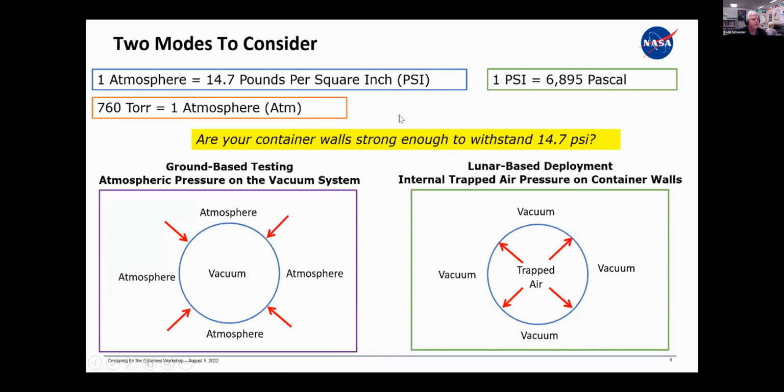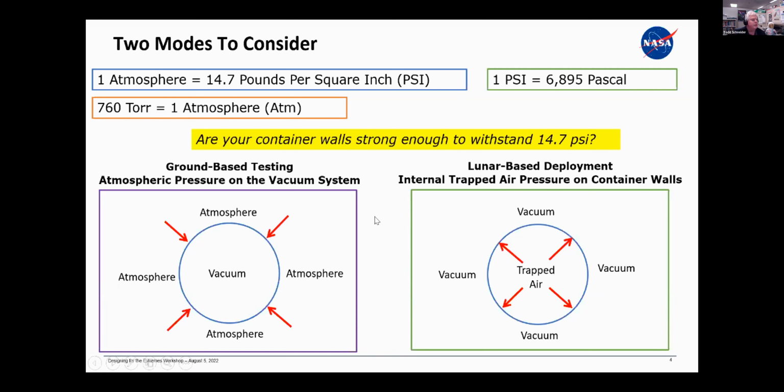And that could be significant when designing vacuum equipment, designing vacuum chambers, as I'll point to in a minute. And then as a reminder, again, 760 torr is 1 atmosphere of pressure. If you wanted to do it in Pascal, 1 PSI is almost 7,000 Pascal.